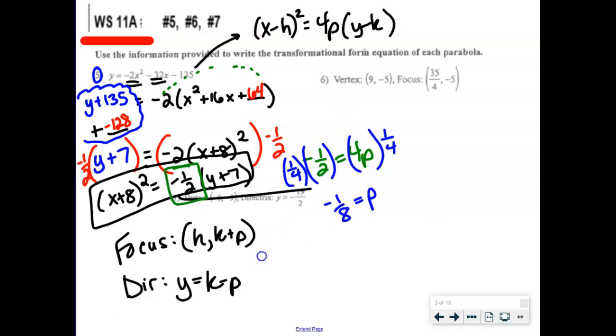I never actually found the vertex. Can someone help me with that? The vertex was at -8, -7, so that would be -8, comma, -7 plus, what's p again? No, do something with that. So like -8, comma, you can call it -7 1/8.